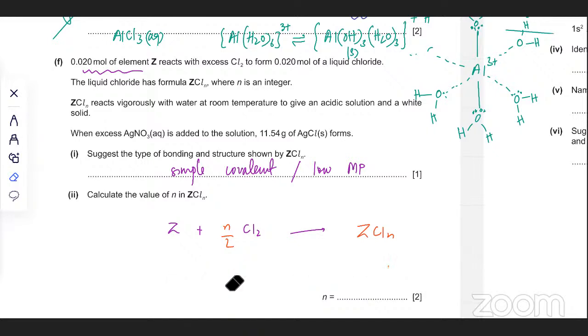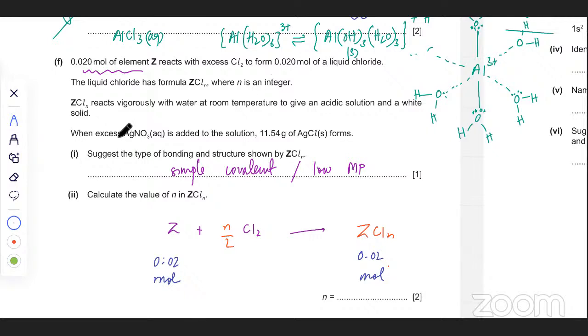We have our equation, and we can start using whatever information they gave us. They told us that there was 0.02 moles of element Z. So 0.02 moles of this. That is fine. If there are 0.02 moles of element Z, then I think there's going to be 0.02 moles of this thing as well. And then they're saying the liquid chloride has... they didn't give any information other than that. No information was provided.